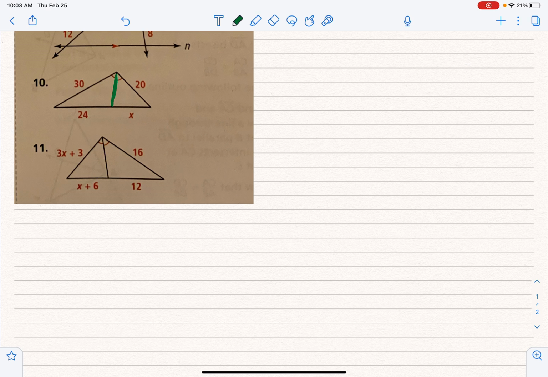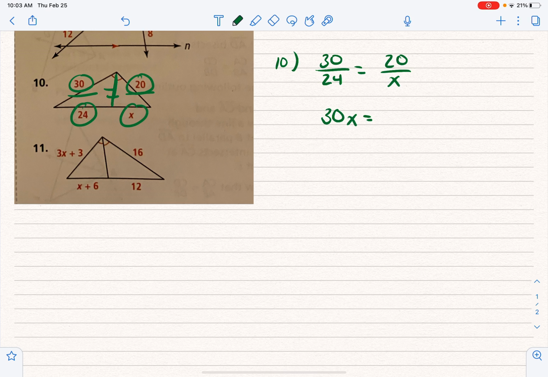So we should know for number 10 that 30 has the same kind of relationship with 24 as 20 does with x. Okay? And you can see it right there. 30 has the same relationship with 24 as 20 does with x. Then you can cross multiply and solve. You get that 30x is equal to 480, so therefore x is 16.